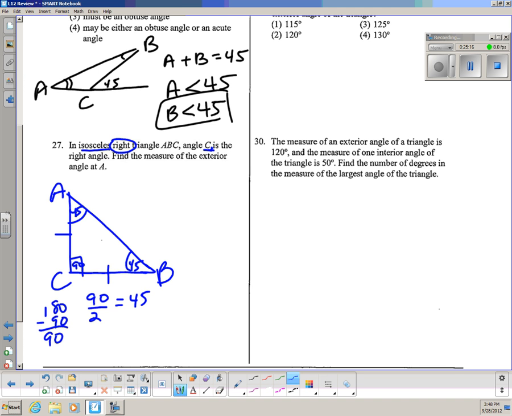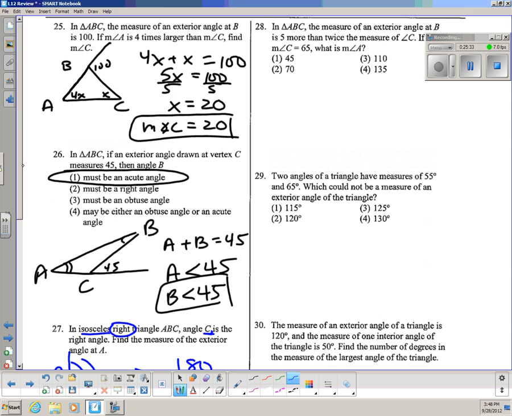And it says find the measure of the exterior angle at A. So I will extend one side, and now I will find the exterior angle at A, which is just 180, the straight line, minus the angle that we already have, which is 135 for our final answer.